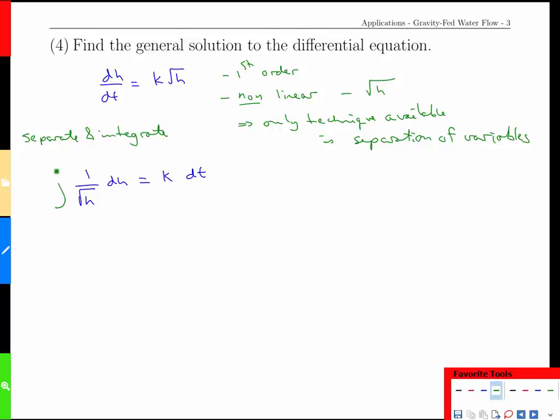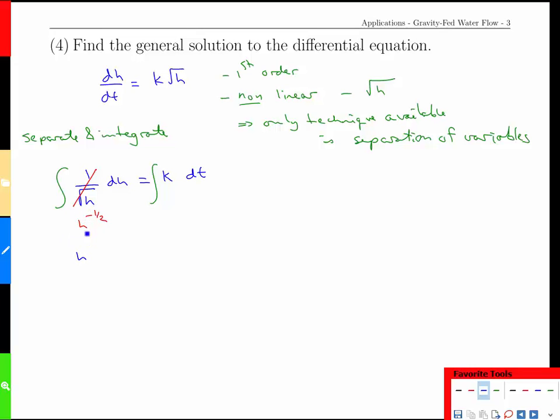And then we'll integrate both sides. Before we do that, we'll convert this to a power to make it easier to integrate. It's in the denominator, so negative, and it's a square root, so a power of 1/2. Then we can proceed to integrating the left-hand side.